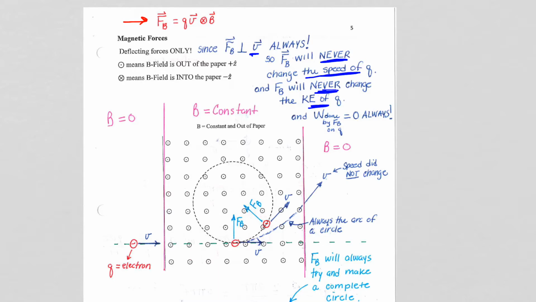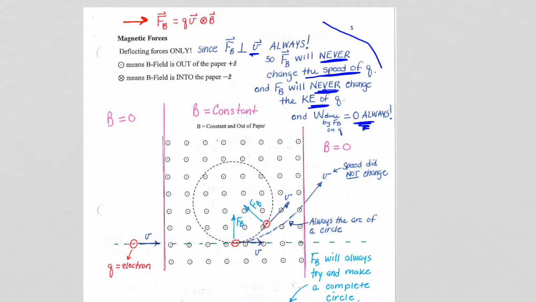If it does not change the speed, it will never change the kinetic energy. And now we have our domino effect. Since it never changes the kinetic energy, we know the work kinetic energy theorem, work done equals the change in the kinetic energy. The work done by the magnetic field on a charged particle will equal zero always.